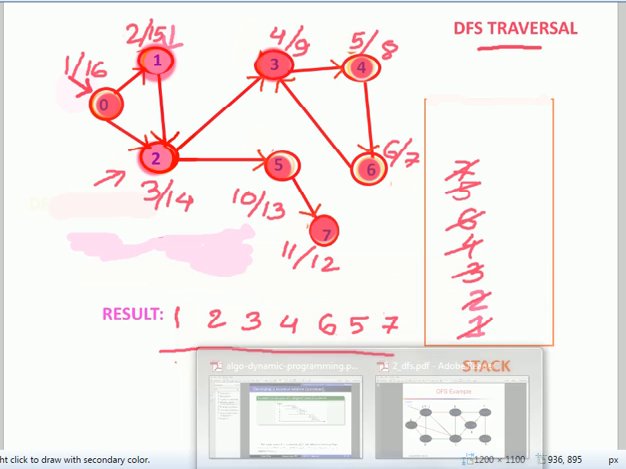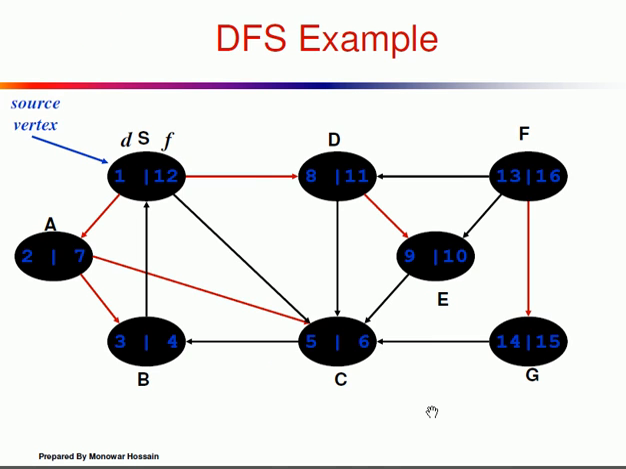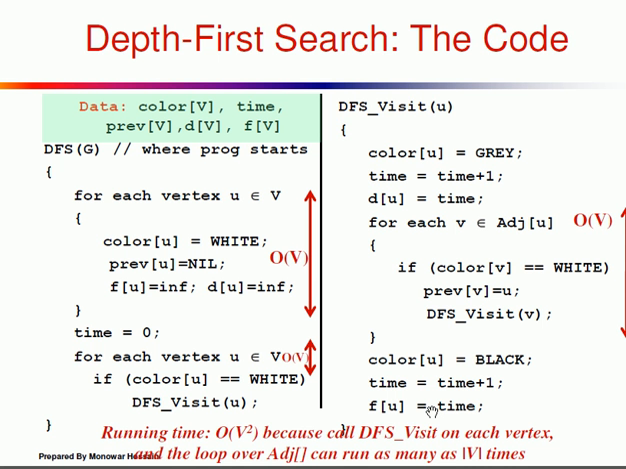Okay, so let's just go look at this slide again. This is the algorithm. First we initialize all the vertices. White means again unvisited, and prev means the predecessor, which is null at the beginning. Everything is first initialized, and then for each vertex u, we just visit the vertex, and then time equals time plus 1, du is the starting time, and fu is the finishing time. So fu equals time. This is how we trace back, and this is the whole algorithm.